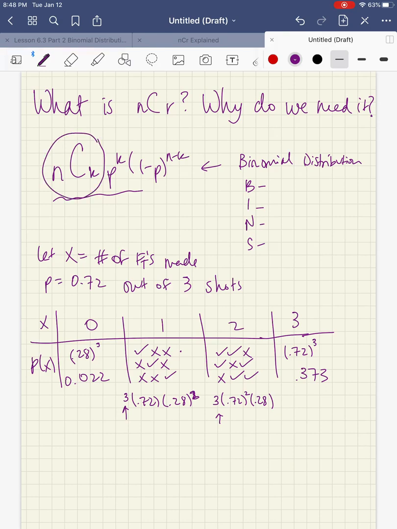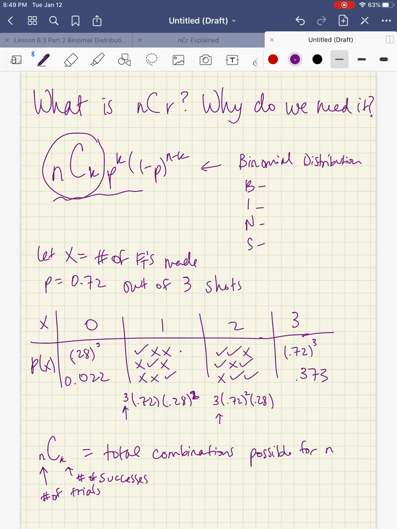comes into play, okay? So in n choose k, this means the number of trials total compared to the number of successes. And essentially what this helps us do is determine the total combinations possible for n trials and k successes.